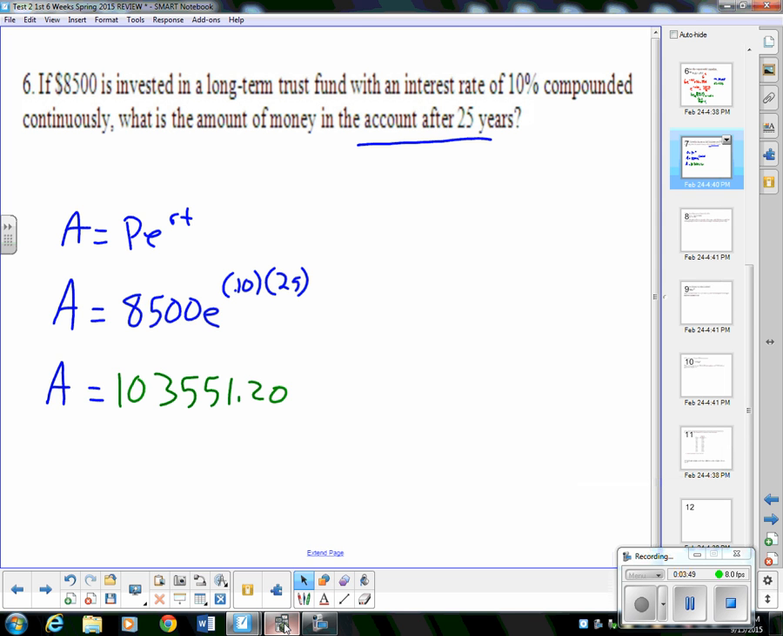All right, so if you're working on this, I'm going to move to the next slide, so you may want to pause this and copy it down. So here's the next one right here.